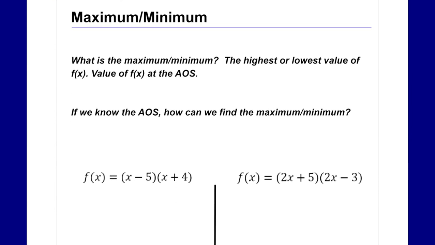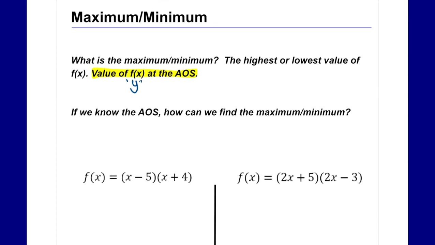Lastly is the maximum or the minimum. So what is the maximum slash minimum? Well, the maximum or minimum is the highest or lowest value of the function. In other words, and as well, it is the value of the function at the axis of symmetry. So if we know the axis of symmetry, how can we find the maximum or minimum? And we were doing this because this is just basically another way of saying the value of y at the axis of symmetry.